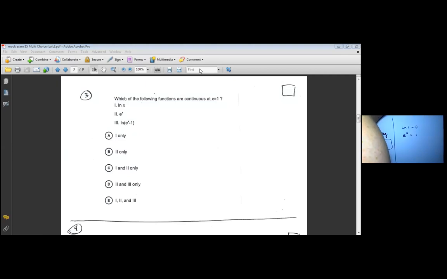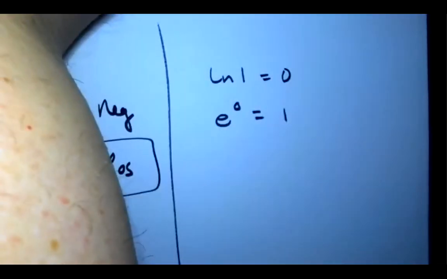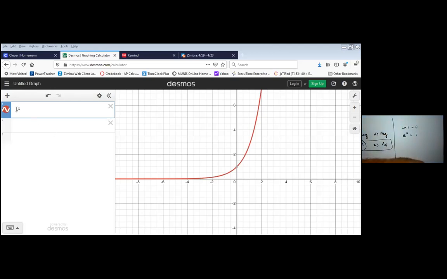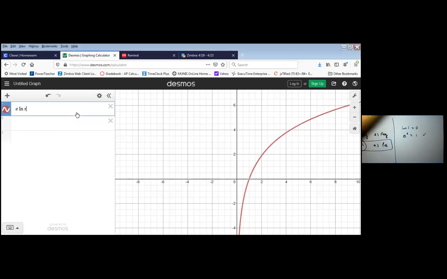Okay, if you look at the screen share, here's the graph of e to the x. So e to the x at 0 certainly looks continuous to me. Okay, so that one's good. And natural log of x at 1 certainly looks continuous to me.